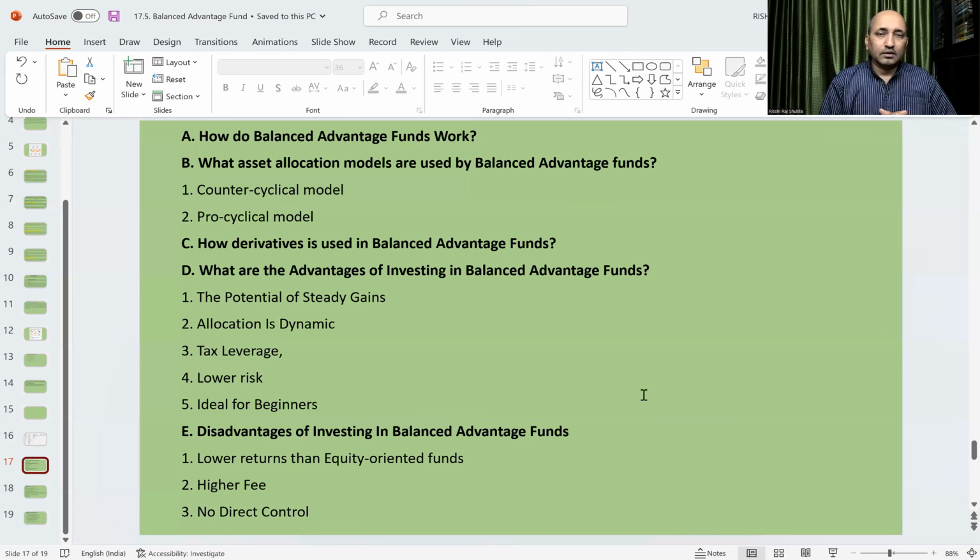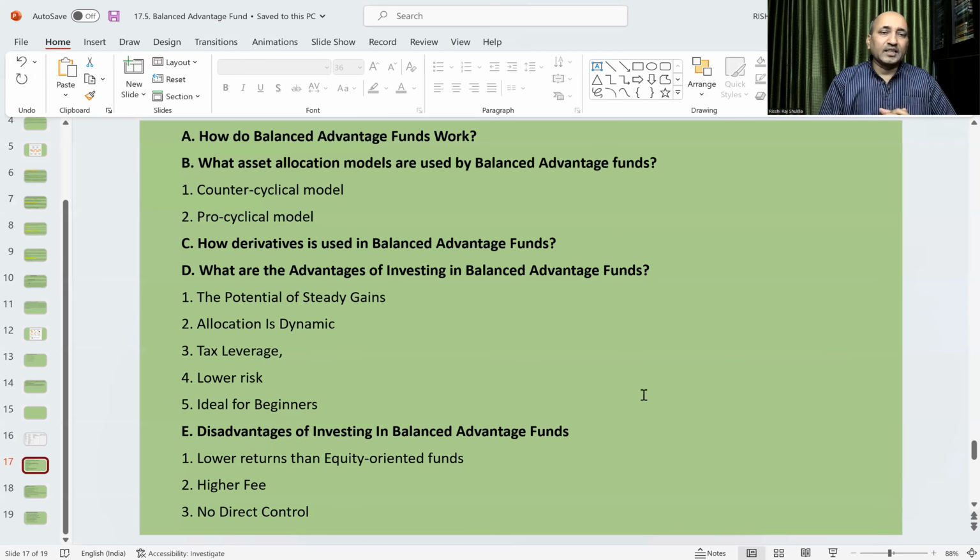Some fund managers further use a counter-cyclical model. Under this model, whenever the market falls, they allocate more to equity funds. But whenever the market appreciates, they will reduce allocation to equity fund, and vice versa for debt fund.